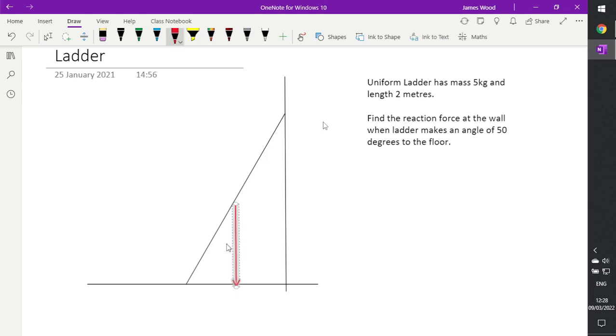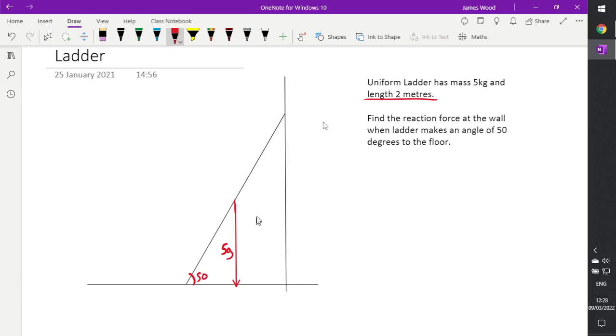It says its weight, 5G. And then length 2 meters. Find the reaction force at the wall when the ladder makes an angle of 50 degrees to the floor.